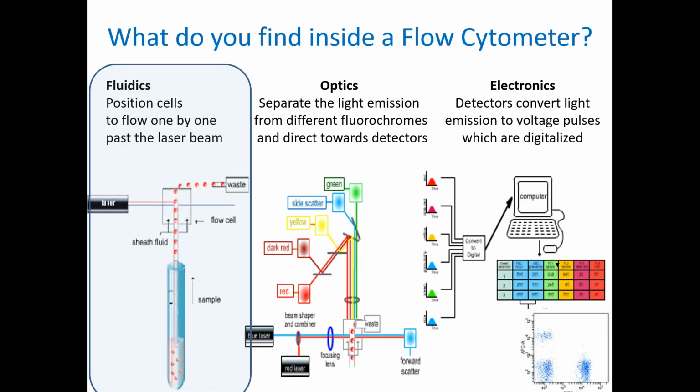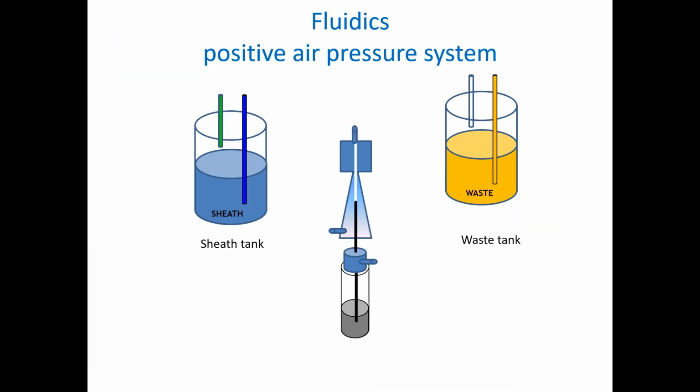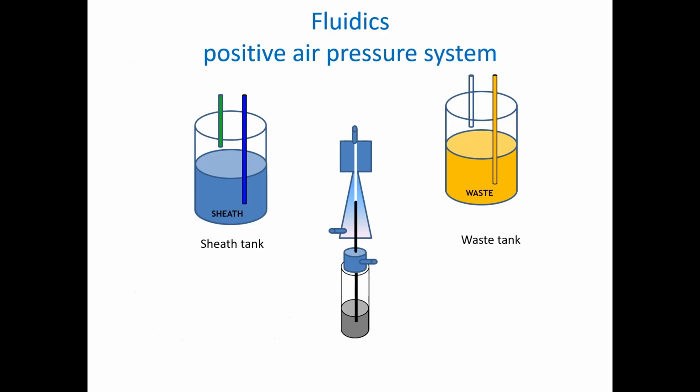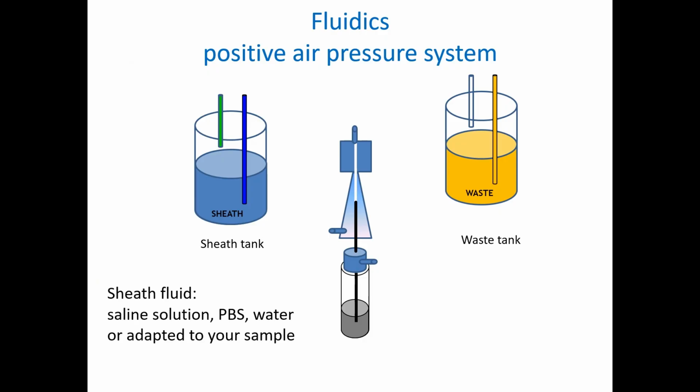Let's look first at the fluidics. This is a very basic fluidic schema of a typical positive air pressure system. We have a sheath tank and a waste tank. Here are tanks from different cytometers. At the bottom are the Calibur tanks. In the tanks, we have sheath fluid, which can be a saline solution, PBS, water, or it can be a buffer adapted to your cell type.